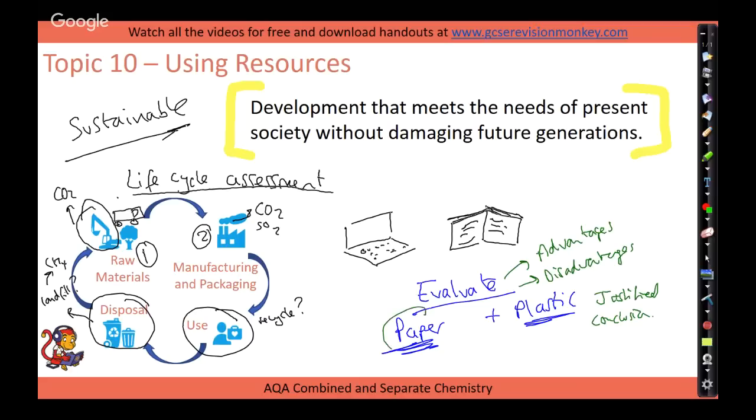So let's say we're evaluating the use of paper versus plastic bags. You'd think about all the different processes in the life cycle assessment. You'd give advantages of each, disadvantages of each, and then you would finish with a justified conclusion. Now, the mark scheme's not going to say what's right or wrong. So if you came out and said, I think paper bags are best, and someone else said, I think plastic bags are best, that doesn't matter, as long as you justify your conclusion and say why.